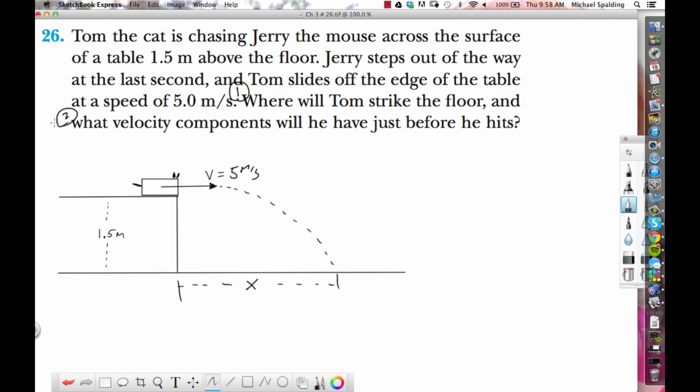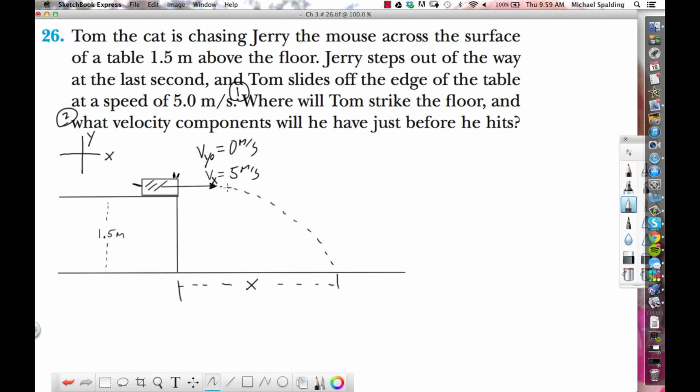So let's talk about how you set this up. The key thing with projectile motion is that you're separating x direction from y direction. For example, this 5 meters per second here, is that an x velocity or a y velocity? That's an x velocity, perfectly in the x. Now, what is Tom's y velocity as he leaves the edge of the table? 0. He doesn't have one. So Vy initial is 0.